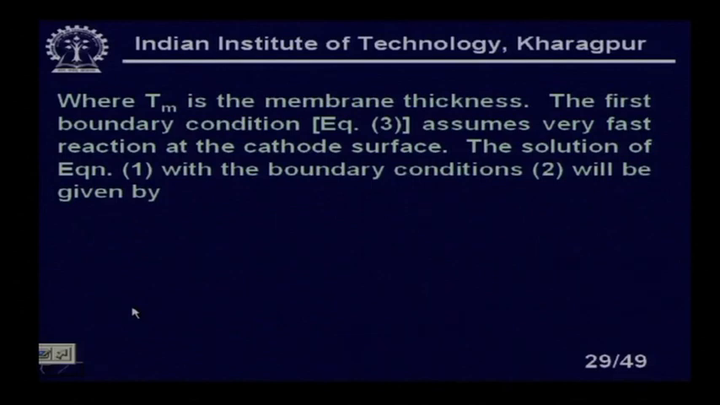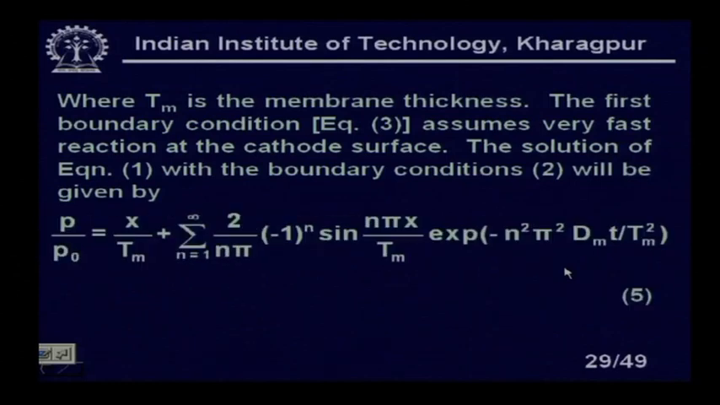where Tm is the membrane thickness, and the first boundary condition, which is equation 3, assumes a very fast reaction at the cathode surface. The solution of equation 1 with boundary conditions will be given by P by P naught equal to x by Tm, summation n equal to 1 to infinity, 2 by n pi, multiplied by minus 1 to the power n, sin of n pi x by Tm, exponential of minus n square pi square DMt by Tm square.